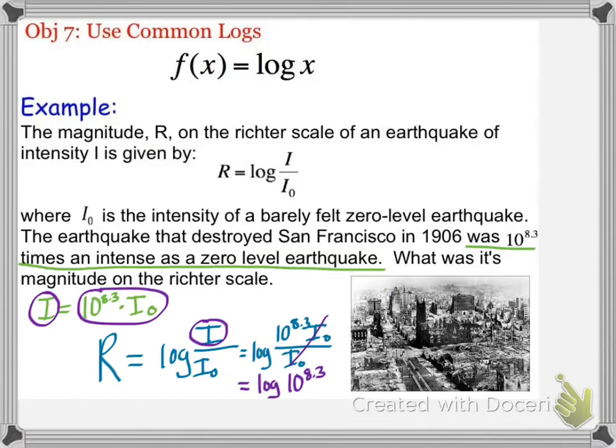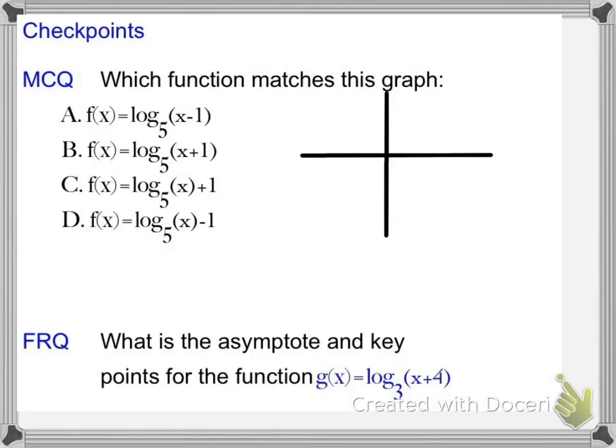So we're going to skip through this example real quick and go straight to your checkpoints. So your goal here is to figure out what function matches this graph that you'll be seeing sketched here. For the free response question, your goal is to find the asymptote and key points for the function. And if you can't read that very well, it says g of x equals log base 3 of x plus 4. X plus 4 is in the logarithm. So do your best to find those answers and bring your questions into class, and we'll go over these the next day.